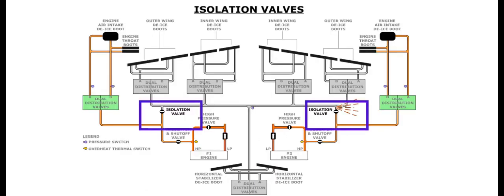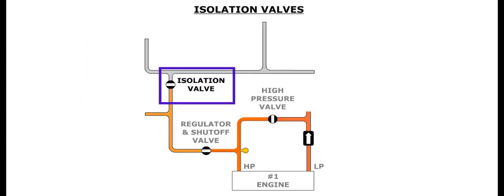Shut-off valves, downstream of the engine dual distribution valves, prevent pneumatic air from going into the wing de-ice system, in case of a leak downstream. These valves are also called isolation valves.